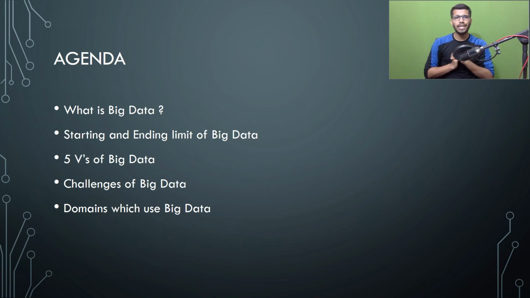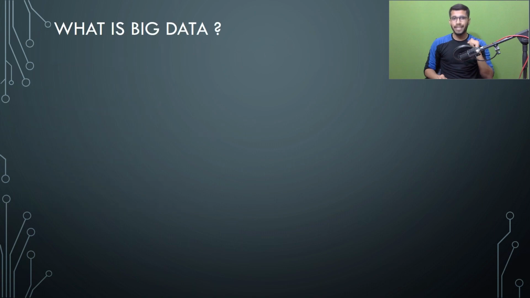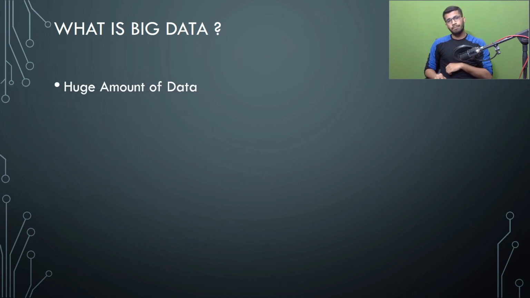So without wasting any time, let's start with the very first topic, which is what is big data? Whenever we talk about big data, the only thing which comes into our mind is huge amount of data. If the amount of data is huge, then we'll call that data big data. But what exactly do we mean by huge? Because different computers have different hard disks, different computers have different processing power. So what exactly is this big and from where will it start?